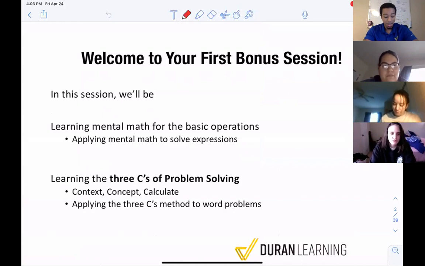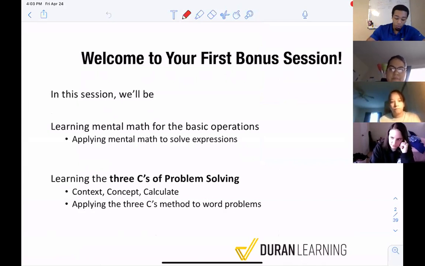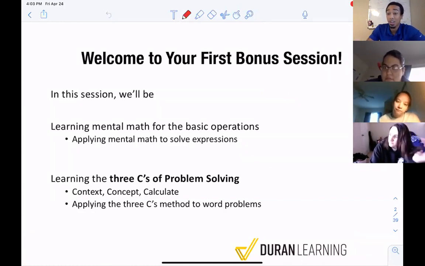So in this session, we're going to be learning mental math, and we're going to be learning mental math for those basic operations: addition, subtraction, multiplication, and division. Now, once we have that down, we're going to go ahead and move into applying it to solving expressions and then solving word problems by using mental math. So there's a 3-phase process here today. I know I said we're only doing mental math, but we're going to get a lot more. I told you guys I'm going to make this session as beautiful as I can in terms of the progress that we're going to make.